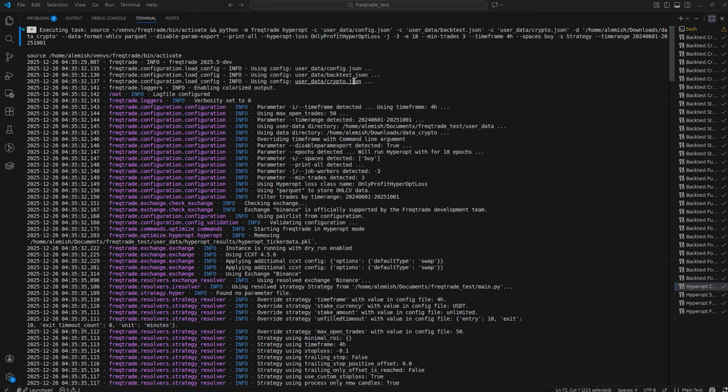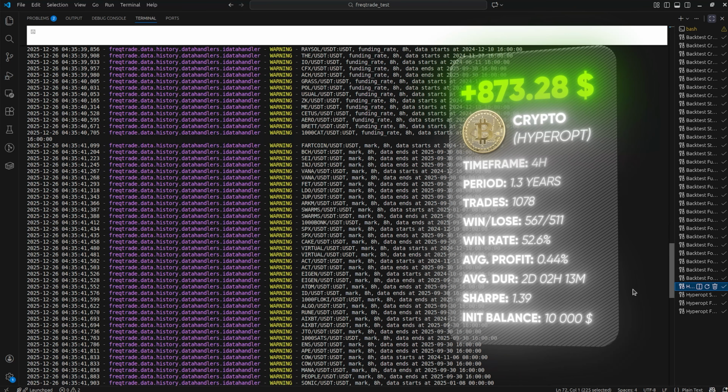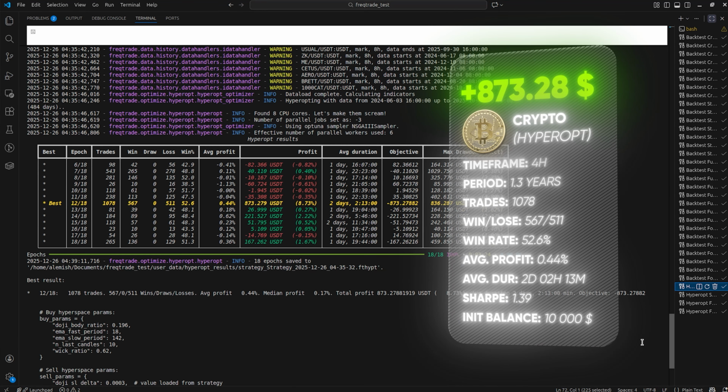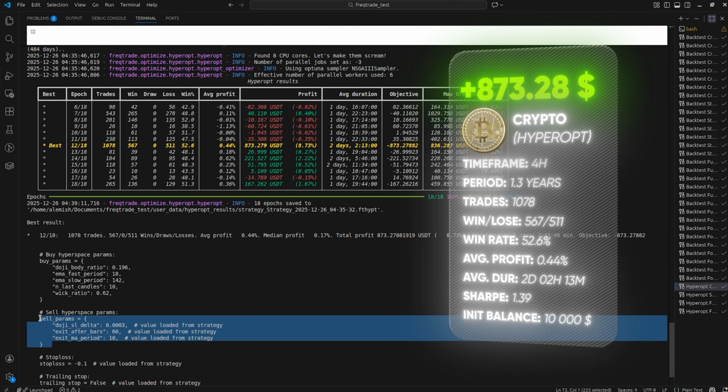Now let's get to the results of hyperparameter optimization. We'll check 1 time frame for each market. So for crypto market, we will check 4 hours. You can see the command here on the top. Here we have our logs, and our best result is $873 profit. That's actually quite a lot. We didn't profit anything without optimization. And here you can see our best parameters.